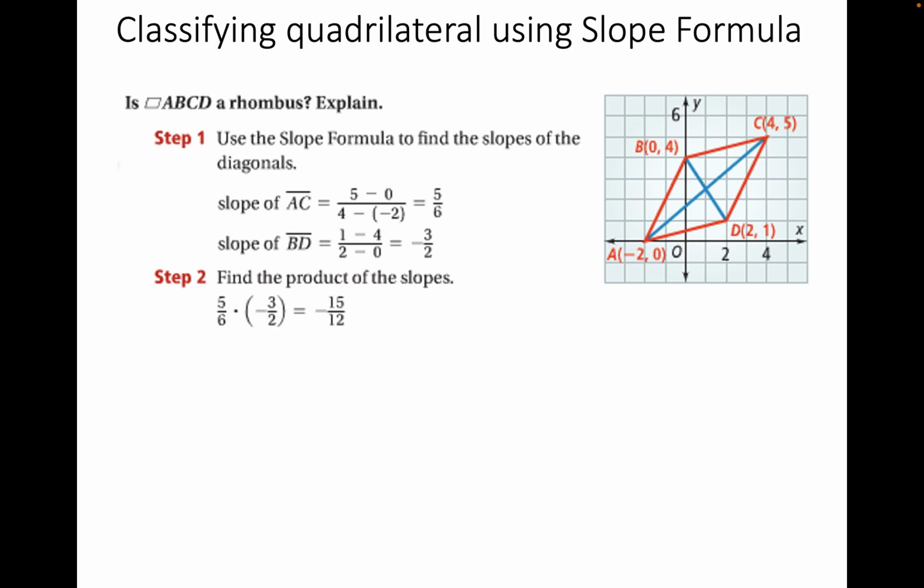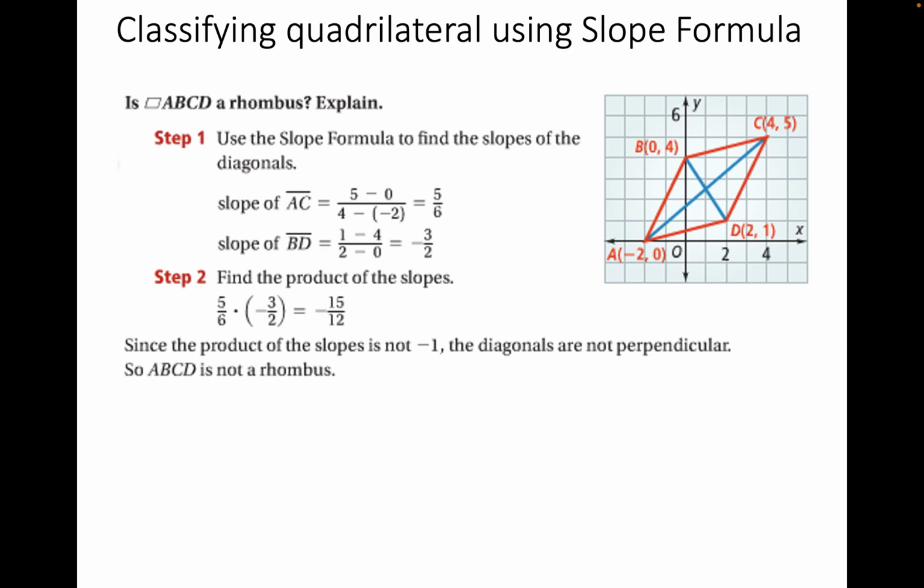When I multiply these two, I get -15/12 or -5/4 if I simplify. So that's awfully close to -1, but no, it is not equal exactly to -1. So the slopes are not -1, so they're not opposite reciprocals. So the diagonals, those two blue lines, BD and AC, are not perpendicular. And so if they're not perpendicular, then by definition, ABCD is not a rhombus.